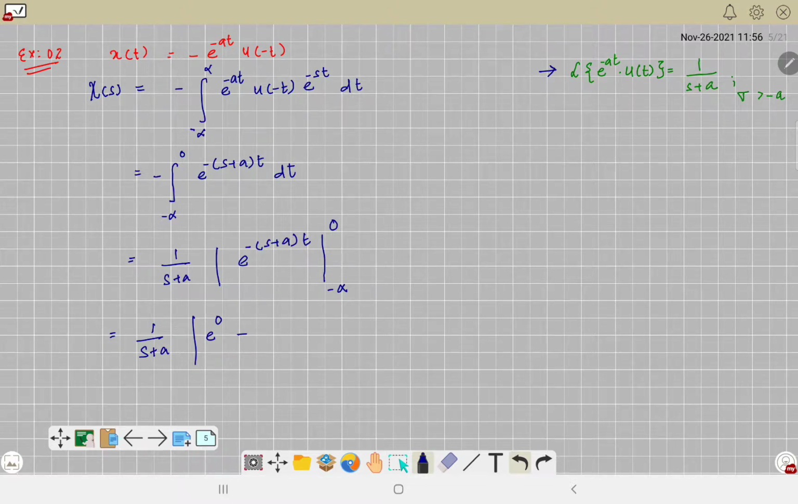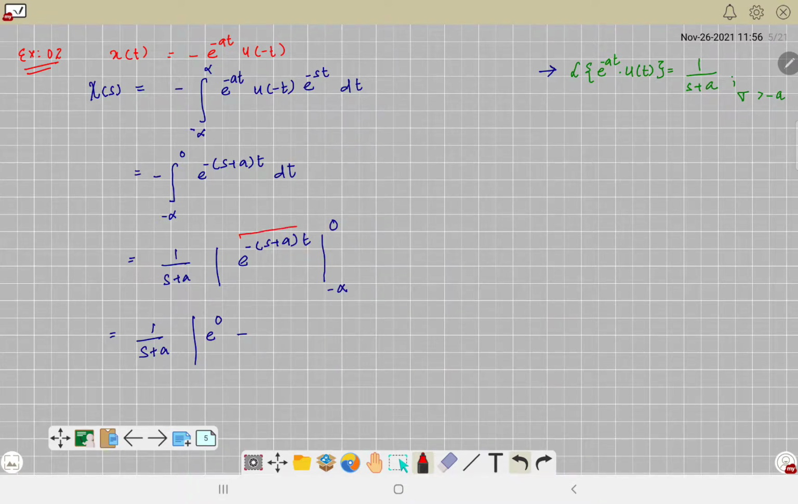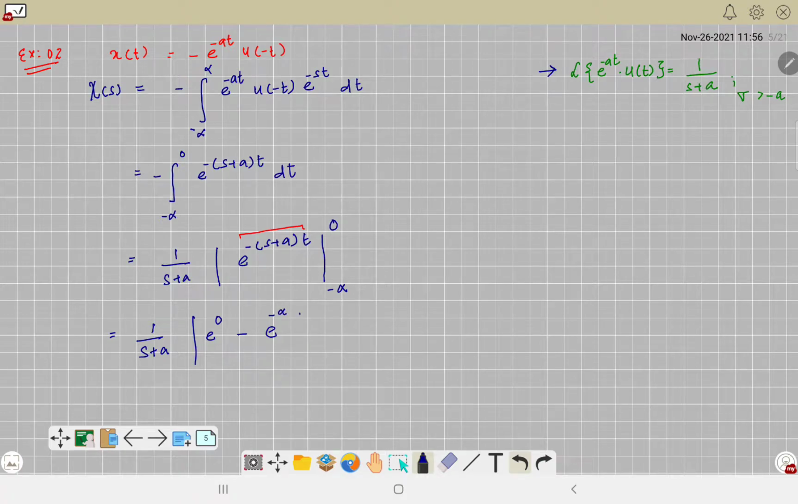Now you have to ensure here that the whole argument has to be a positive quantity. Because when this is a positive quantity, then you will proceed to limit t tends to minus infinity. Then only it will become e raised power minus infinity. Which means we have to ensure here that s plus a should be greater than 0. In other words, s should be greater than minus a, which means sigma should be greater than minus a. Okay? And when you do this, you will see that it will be simply 1 by s plus a.